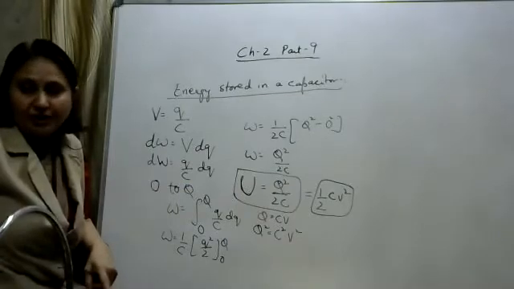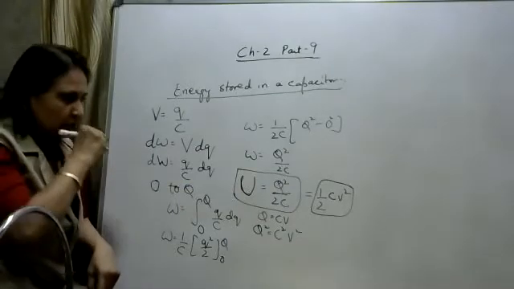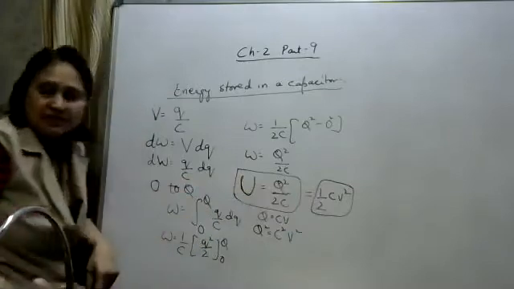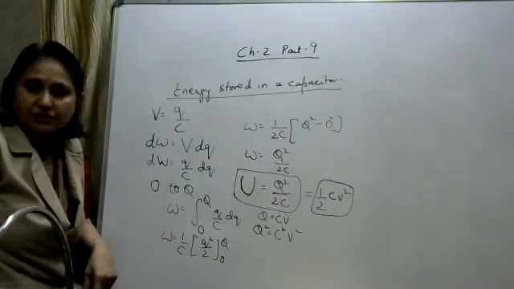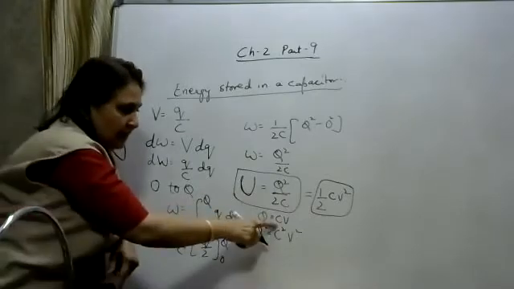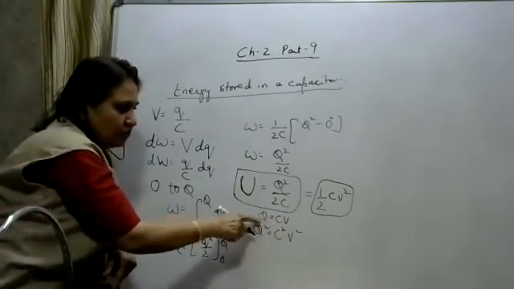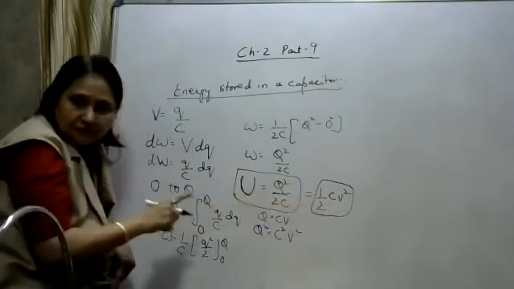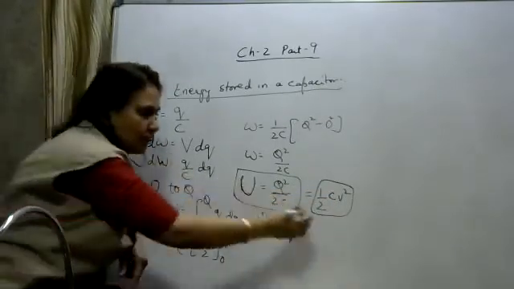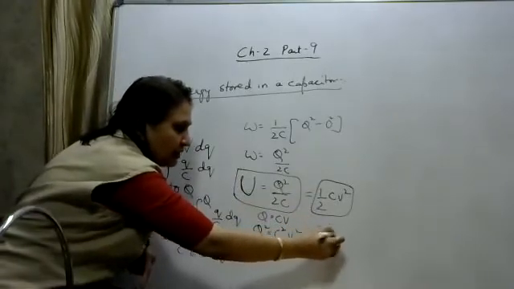Okay, now suppose Q and V are given. That is, you have to eliminate this C. Then what will be the expression of the energy stored in terms of Q and V? Eliminate C. C is equal to Q upon V. Substitute it here, Q upon V. One V cancels out. So what do you get? Half Q into V.